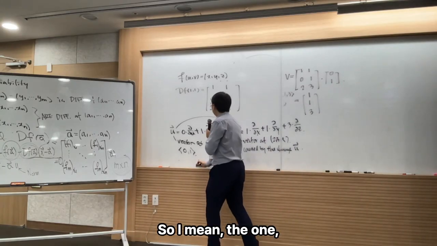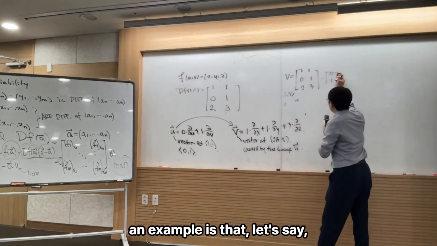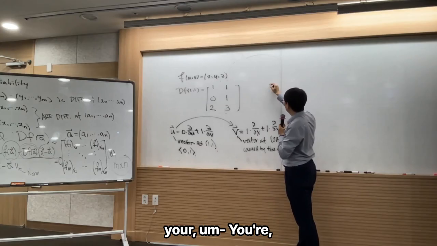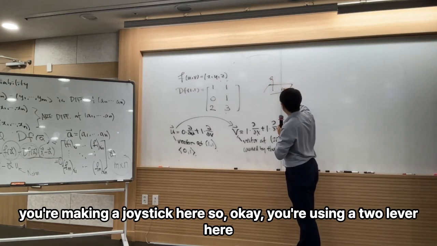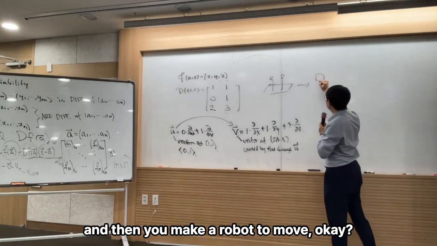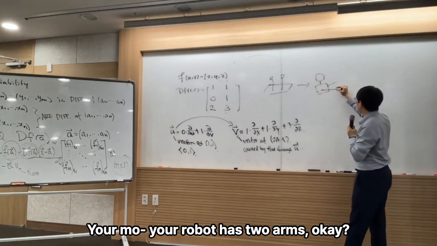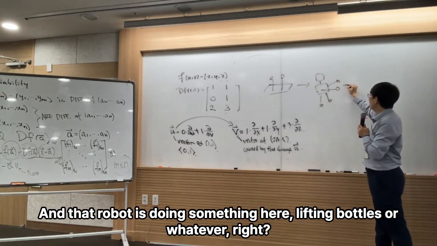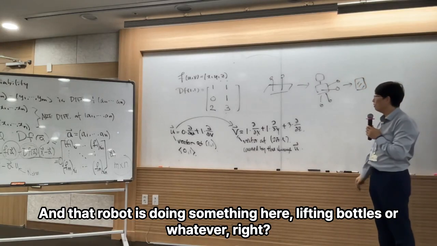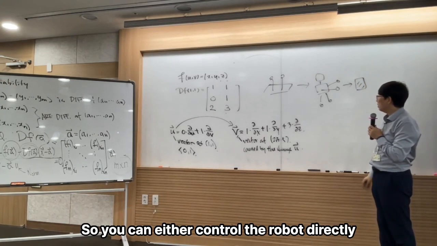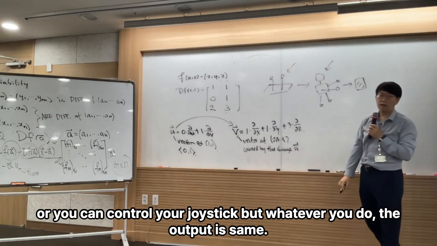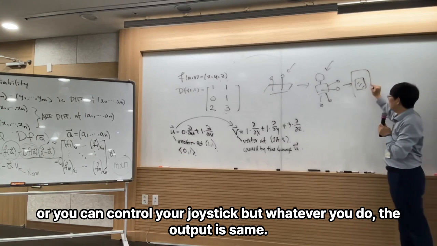The example I can give you is, let's say you're making a joystick with two levers, and you use it to make a robot move. Your robot has two arms, and that robot is doing something, lifting balls or whatever. You can either control the robot directly or you can control your joystick. But whatever you do, the output is the same.